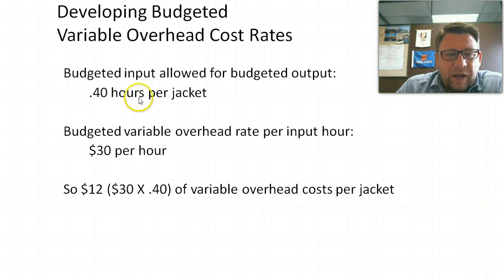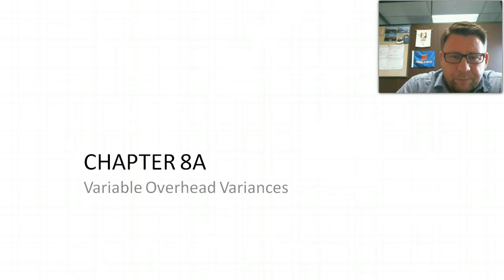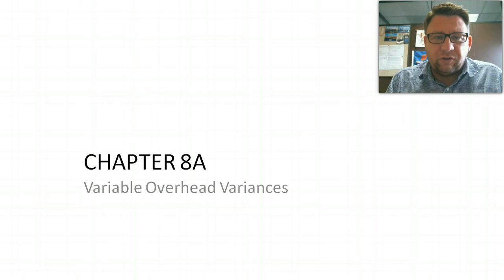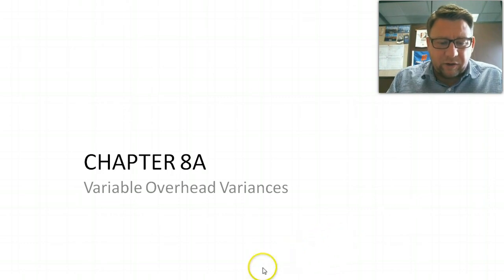Again, if it takes 0.4 hours per jacket, then we're going to be allocating to each finished jacket $12 of variable overhead cost. All right, so that's our overview. The next podcast will go into using that information to understand and calculate the variances.